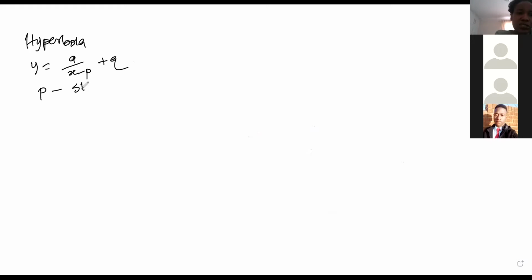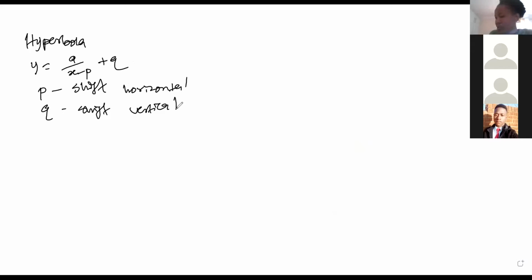Let's look at the next function, which is a hyperbola. The general formula for a hyperbola is y equals a over x minus p, plus q. The p will still shift your graph horizontally, so it's a horizontal shift. Your q will shift the graph vertically, the same way as on the parabola.